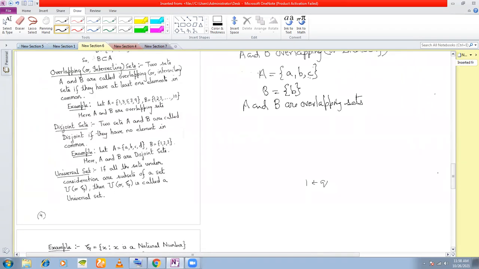Next, we come to a very important definition, which is that of disjoint sets. Now, what do you mean by disjoint sets? If two sets have no element in common, then they are called disjoint sets. Suppose I take the set A is equal to some set and B another set. Do they have any element in common? They don't have any element in common. So therefore, A and B are called disjoint sets.